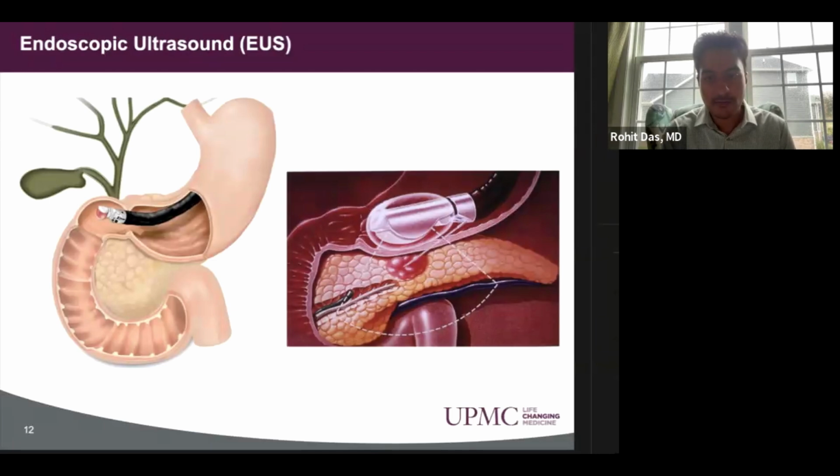This is overall a very safe procedure. If a cyst is sampled, there is a slightly increased risk of adverse events, including bleeding, infection, and pancreatitis. But based on large studies, the overall risk of a major complication, even with a biopsy, is pretty rare and on the order of 1 to 2% at most.